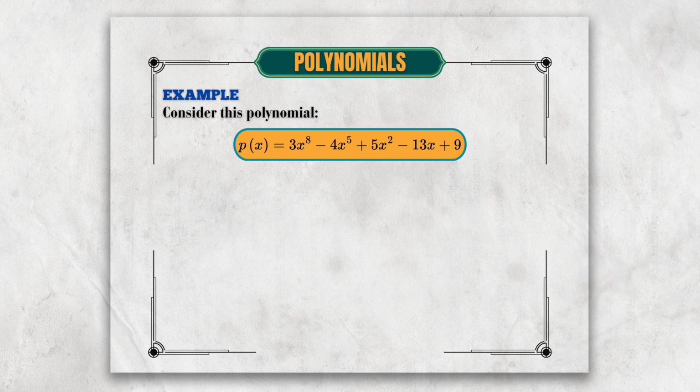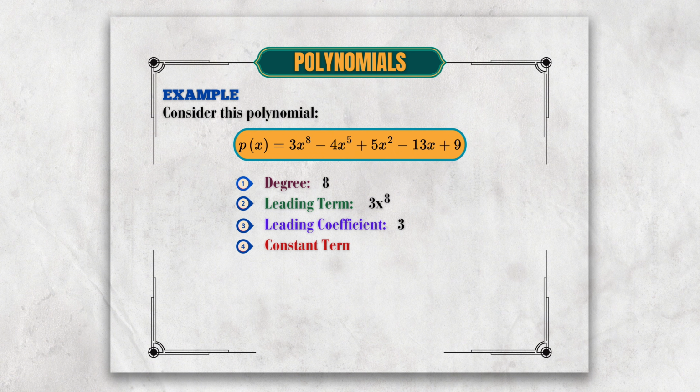Take this polynomial for instance. The degree, which is the largest exponent, is 8. The leading term, that is the term with the largest exponent, is 3x to the power 8. The leading coefficient, which is the coefficient of the leading term, is 3. And the constant term, the term without an x expression, is 9.